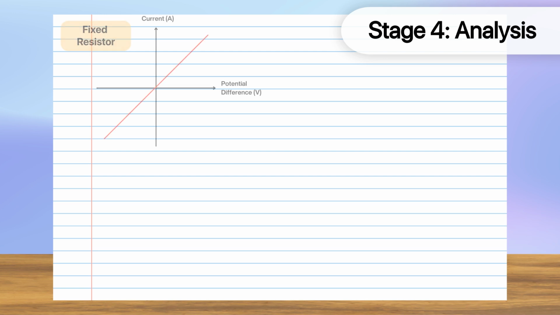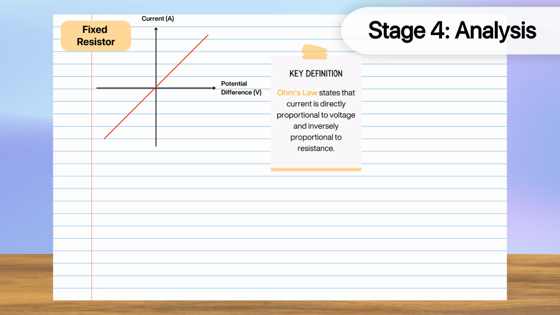Beginning with the fixed resistor, we see the following shape. From this, we see the potential difference across a fixed resistor is directly proportional to the current flowing through it. This principle is known as Ohm's law, and this fixed resistor is considered an ohmic conductor.